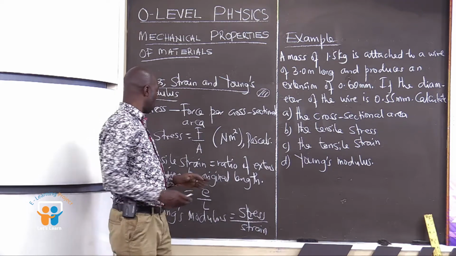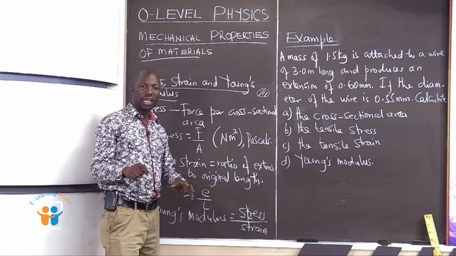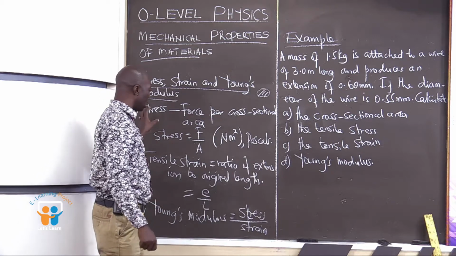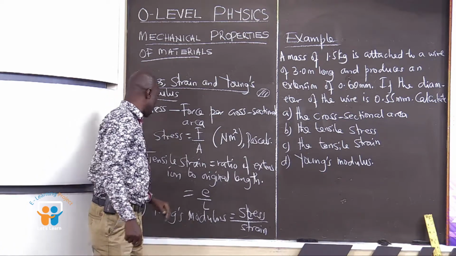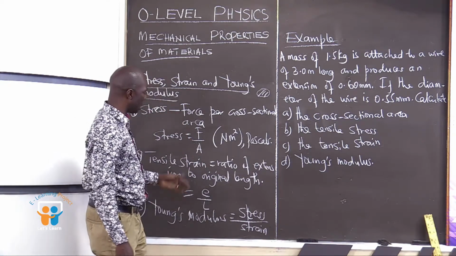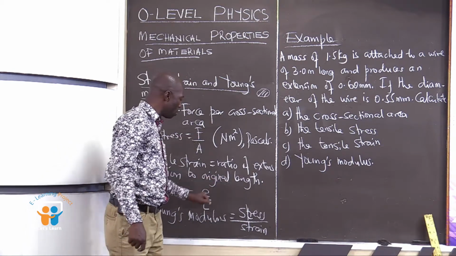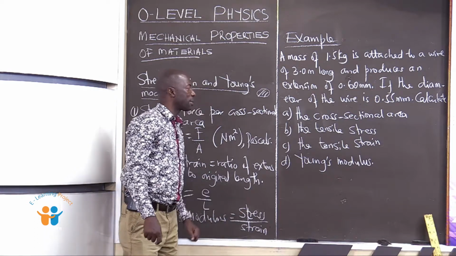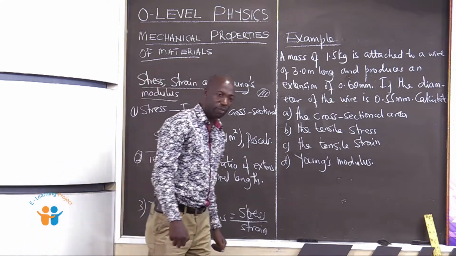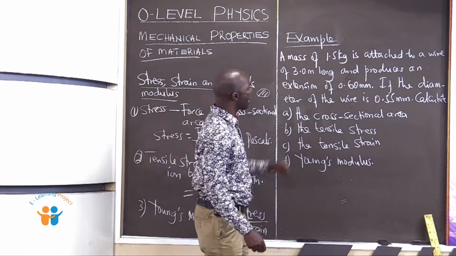So I think we have moved so well with the three terms that are very important in the mechanical properties of materials. In summary: stress, force over area; strain, extension over original length; and Young's modulus is stress over strain. Units: newtons per meter squared, no unit, and this one is also newtons per meter squared. Having gone through this and seeing people smiling, we are supposed to challenge ourselves with an example.